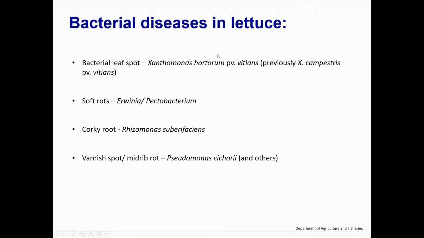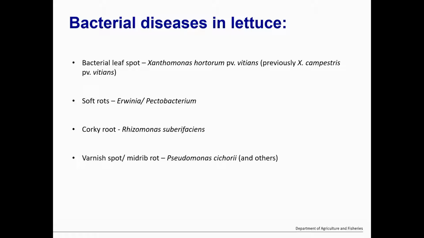Just as an overview, we have a few options, a couple of leaf spotting types and some others that you might find either in the soil or just throughout the plants generally. So we have bacterial leaf spot caused by Xanthomonas tortorum, Patibar vitiens, previously X. campestris. That one's had a name change fairly recently, I believe.